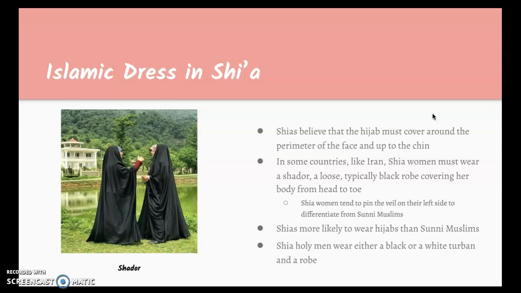And Shias are more likely to wear hijabs than Sunni Muslims. However, women decide whether to wear one based on the dictates of their mosque or their community, or their conscience. So it is very much a choice-like behavior. And Shia holy men wear either a black or a white turban and a robe.